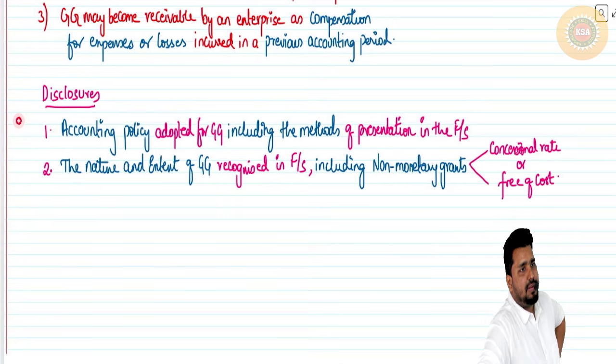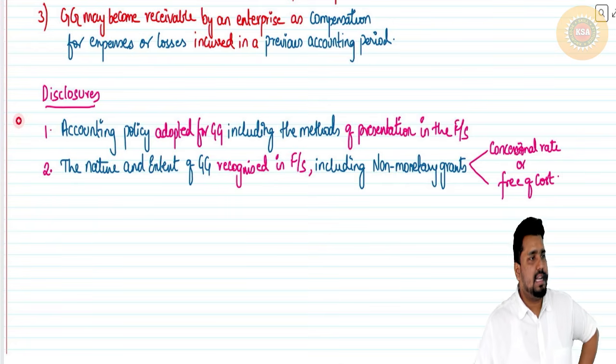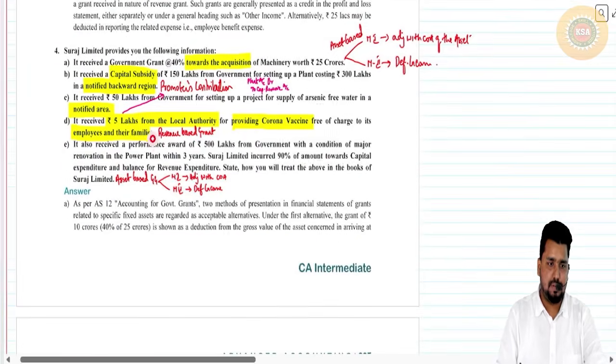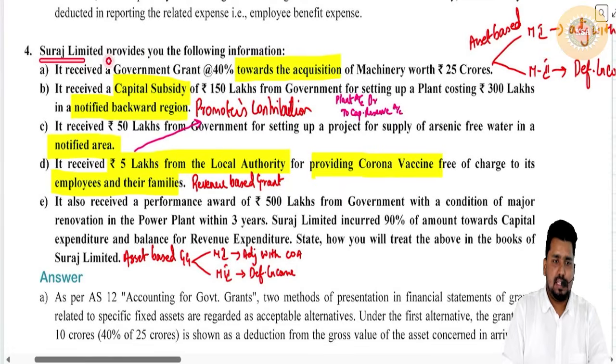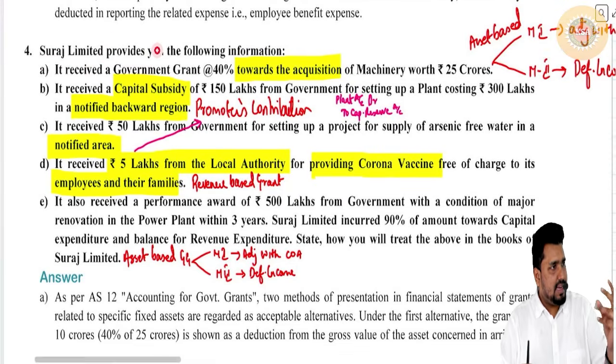With this, we have completed AS12 revision. Clear? In this, certain questions are there. In the past year questions, there are certain questions. Quickly, I'll run through. Listen to me. See, Suraj Limited provides... I'm not going through full answers. Quickly, I'll run through.